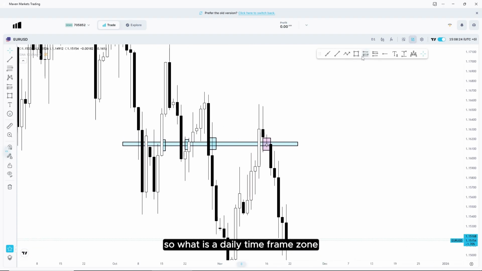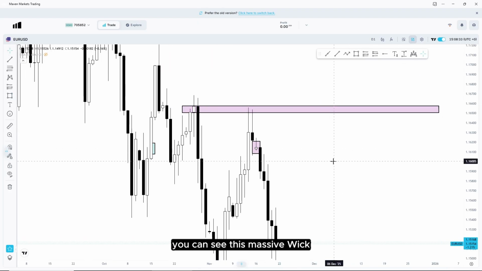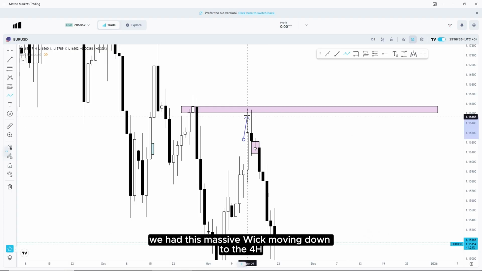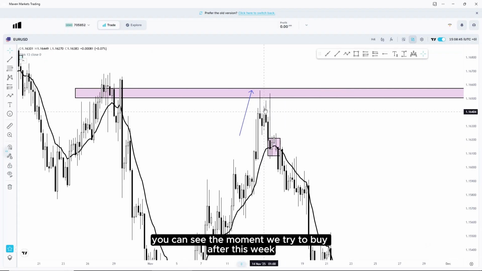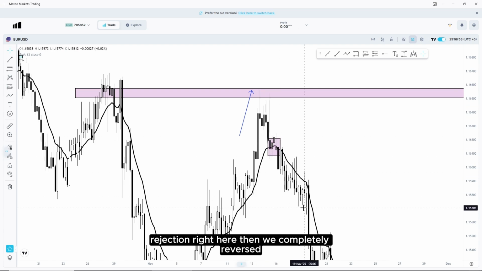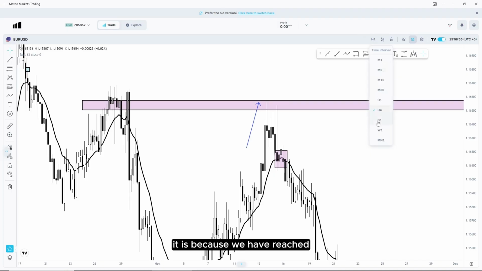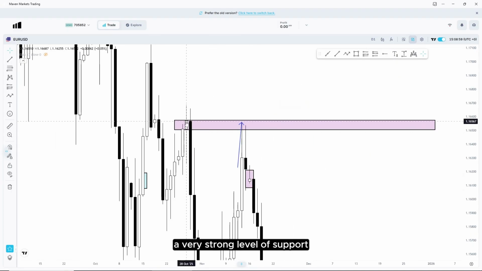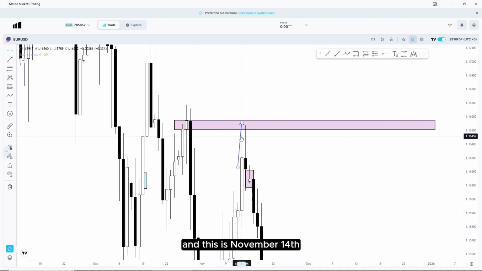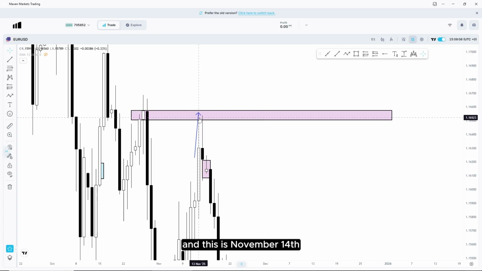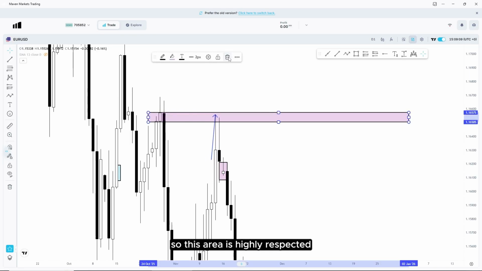So what is the daily time frame zone? Let's remove this to be very clear. It is this zone right here. You can see this massive wick. We had this massive wick moving down to the 4H. You can see the moment we try to buy after this wick rejection right here, then we completely reversed. It is because we have reached a very strong level of support. The last time we were here was October 25th, and this is November 14th. So this area is highly respected.